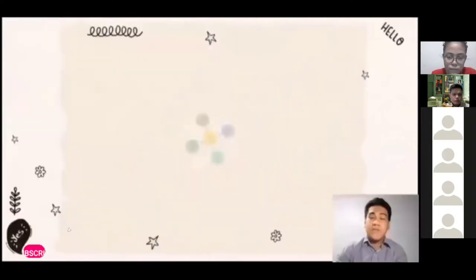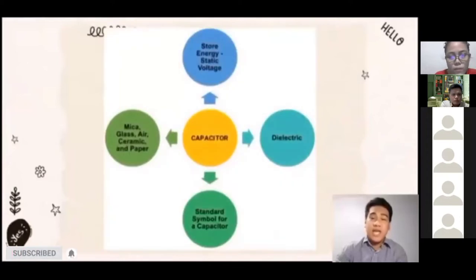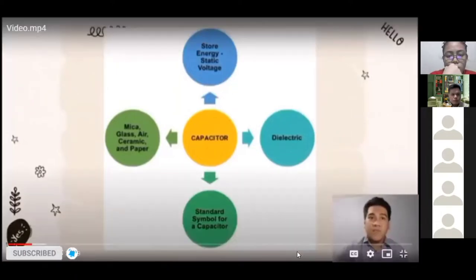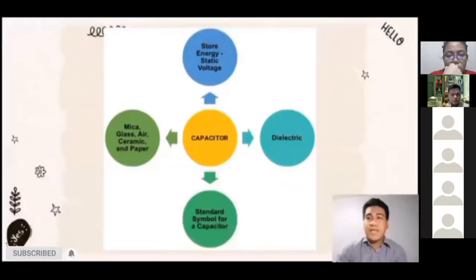The basic concepts of a capacitor. First, I have made a graph regarding the basic concepts of a capacitor. Let us first discuss the stored energy or static voltage. The capacitor is a component which has the ability or capacity to store energy in the form of an electrical charge, producing a potential difference or static voltage across its plates, much like a small rechargeable battery.